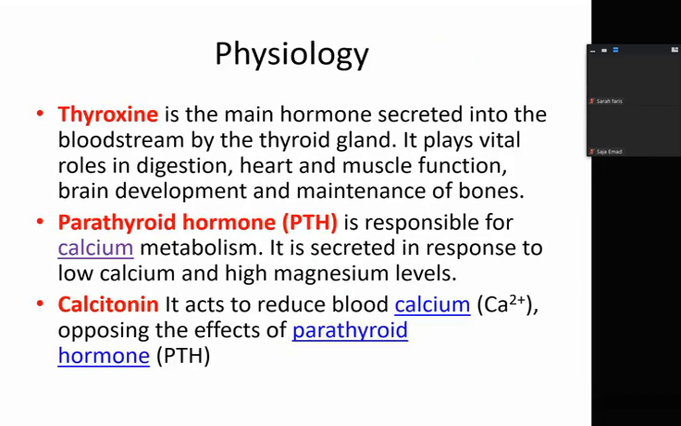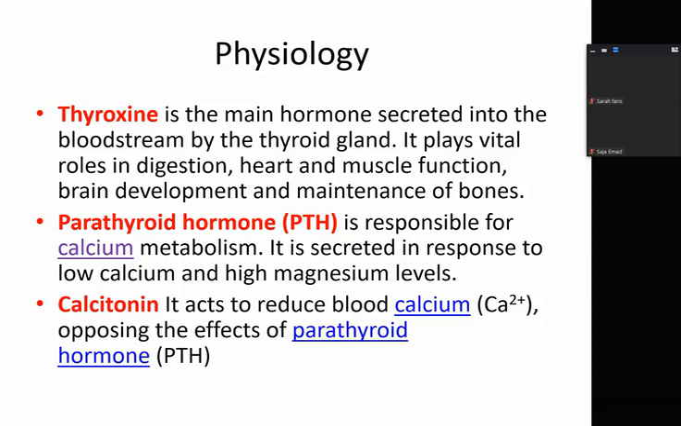Okay. Function of the thyroid gland. It secretes thyroxine. Parathyroid hormone is secreted from the parathyroid gland, and calcitonin from the C cells. Thyroxine is the main hormone secreted into the bloodstream by the thyroid gland. It plays a vital role in digestion, heart and muscle function, brain development, and maintenance of bone. Thyroxine is responsible for regulation of cellular metabolism. So when there is a reduction or increase in thyroxine production, there will be a change in every cell in the body.